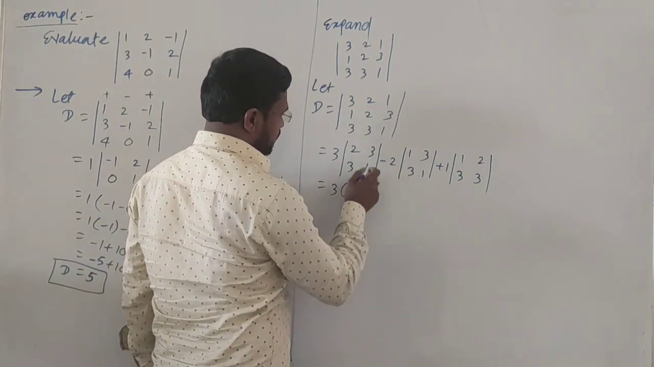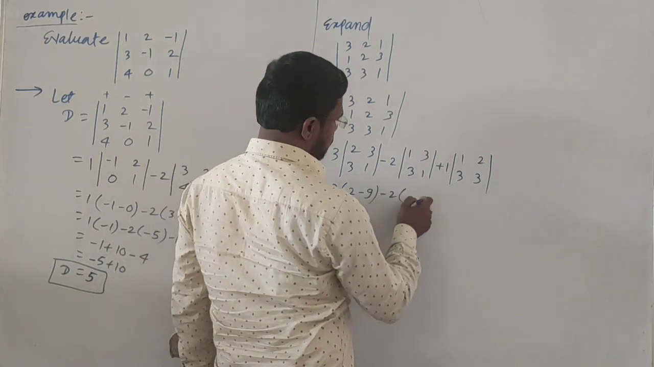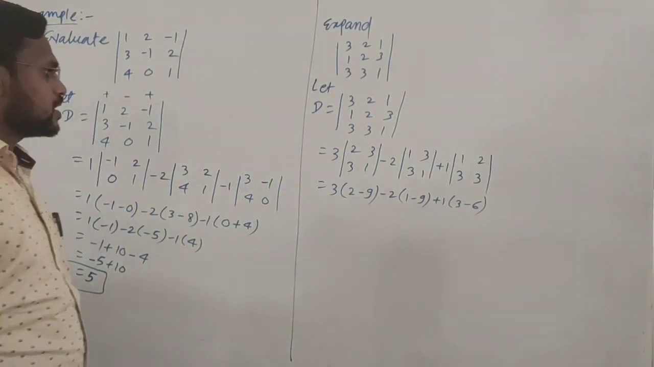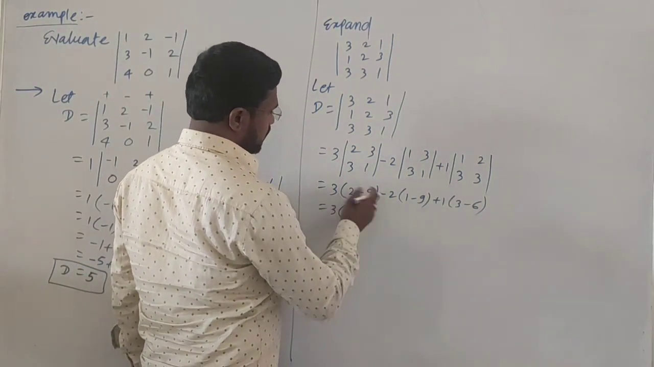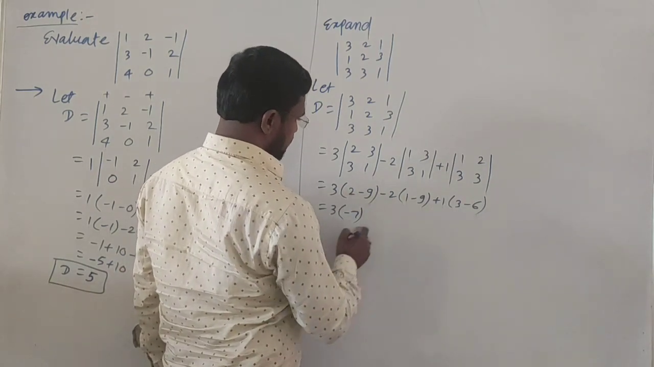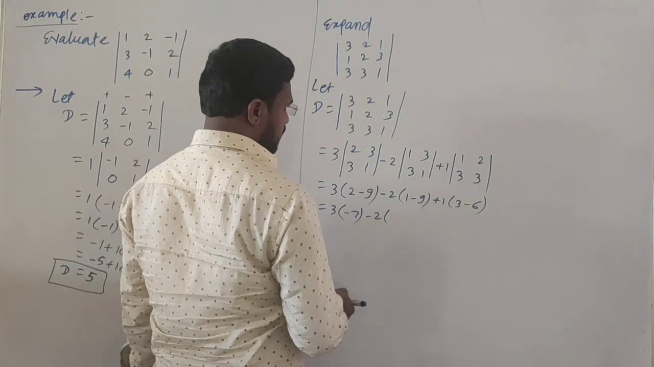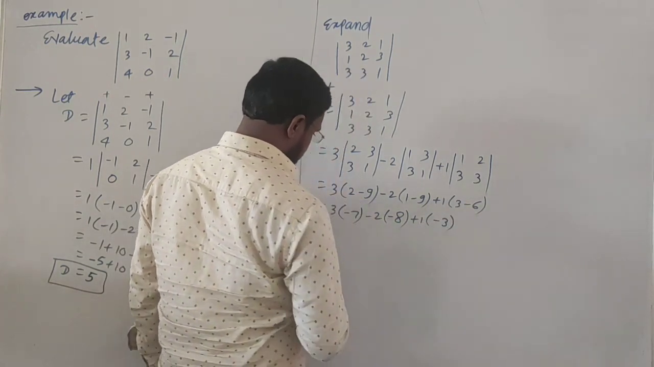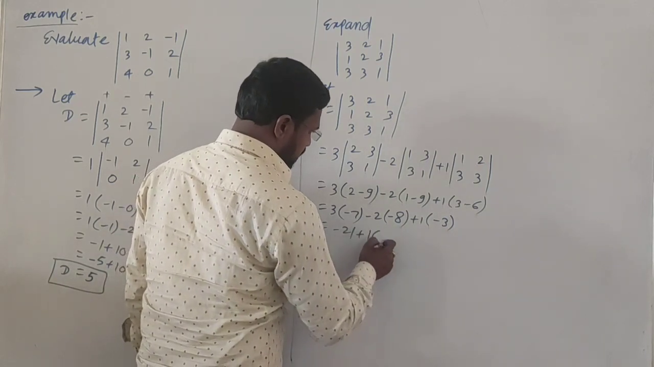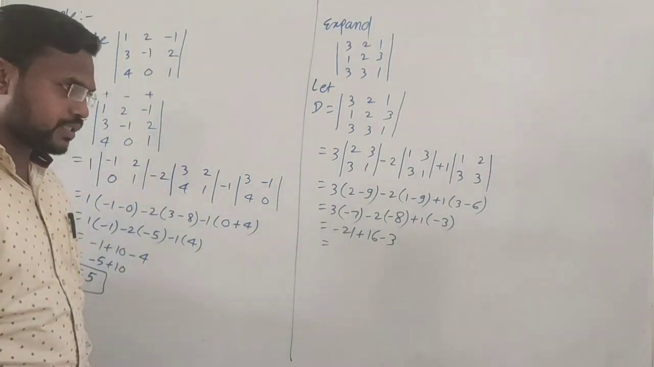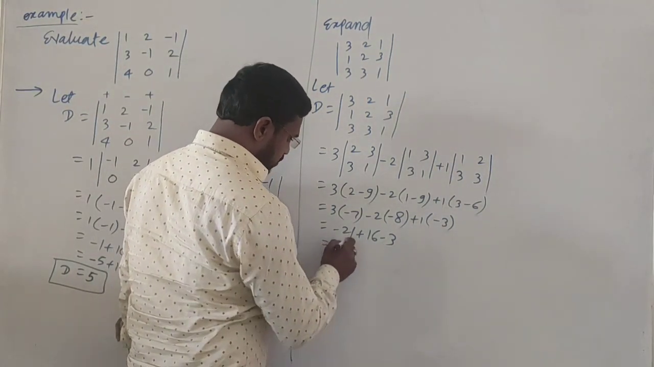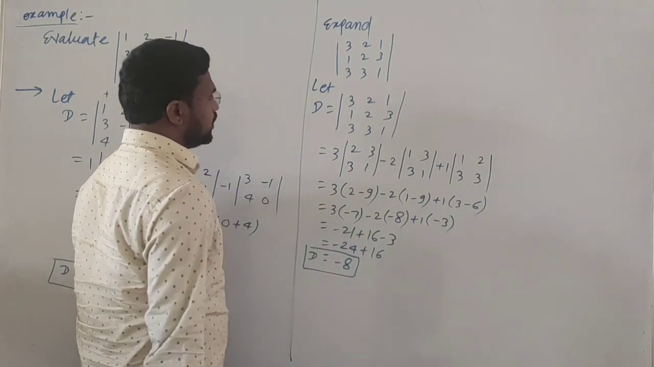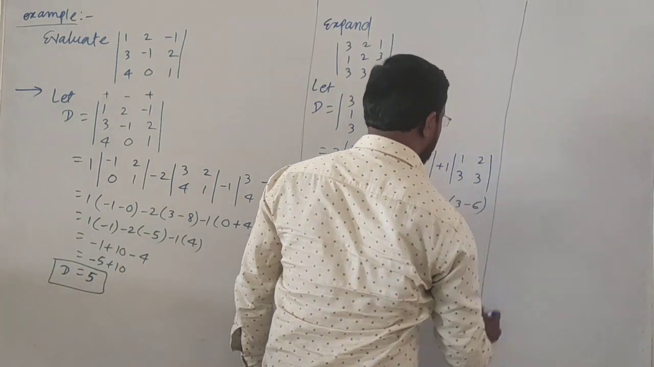Equal to 3 in bracket 2 - 9, minus 2 in bracket 1 - 9, plus 1 in bracket 3 - 6. 2 - 9 is -7, minus 2 in bracket -8, plus 1 in bracket -3, equal to -21 + 16 - 3. -21 - 3 is -24, plus 16, what is the answer of these? Minus 8. D is equal to -8.